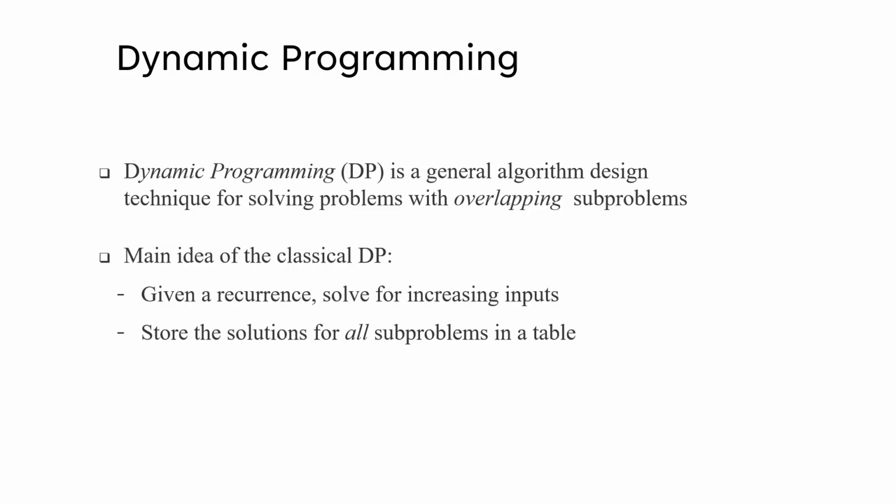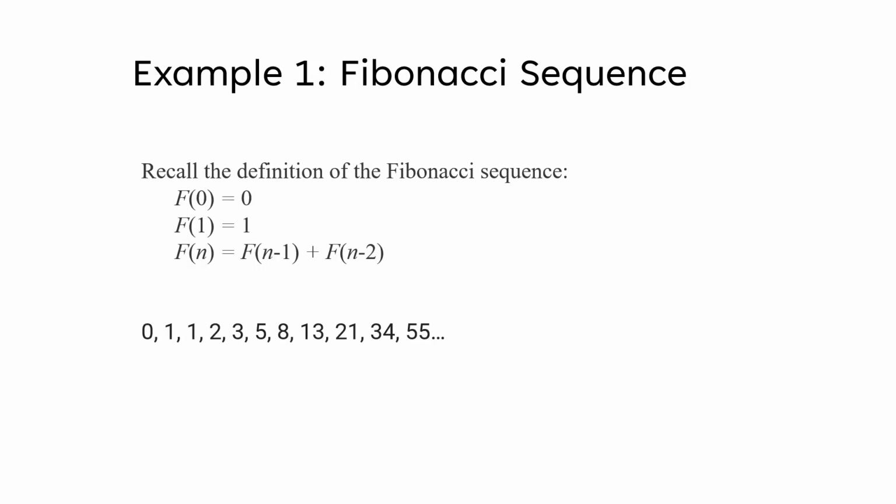Dynamic programming is a general algorithm design technique for solving problems with overlapping subproblems. The main idea of classical dynamic programming is, given a recurrence, solve for increasing inputs. That just means if you have a problem that you can solve using a recursive algorithm, instead of using recursion, solve the problem using a table and solve moving forward. Okay, so we'll take a look at what that means. And then we're going to store all of our solutions to our subproblems in a table or an array or list. All right, so first let's look at the Fibonacci sequence.